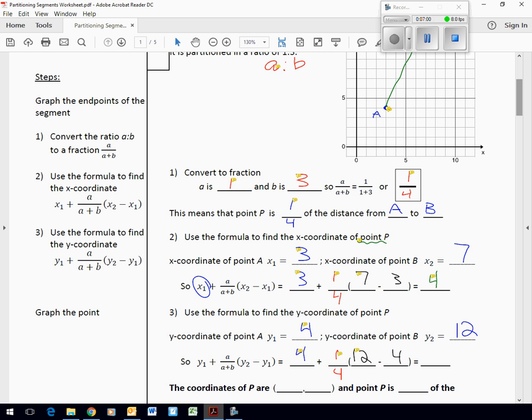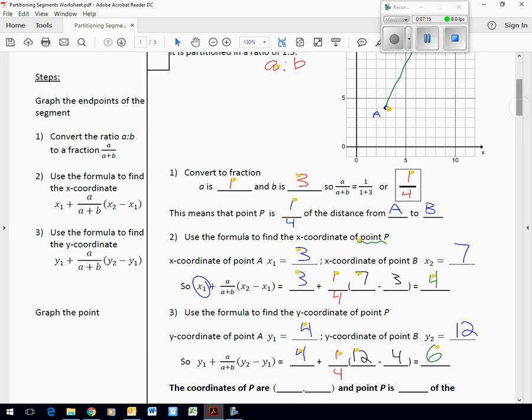4 plus 1/4 times (12 minus 4). 6. What are you getting? 6. Okay? So you can put all that together. Guys, that's it.